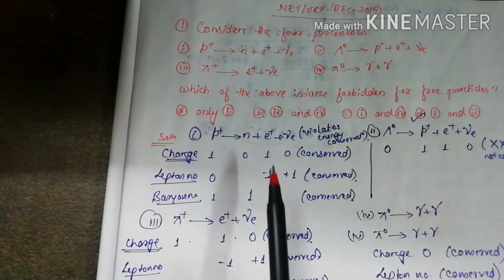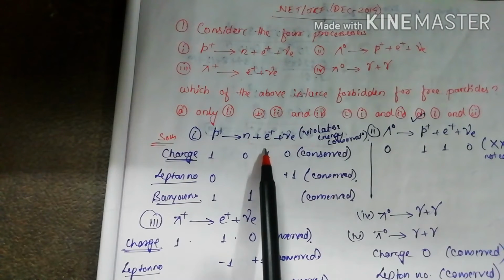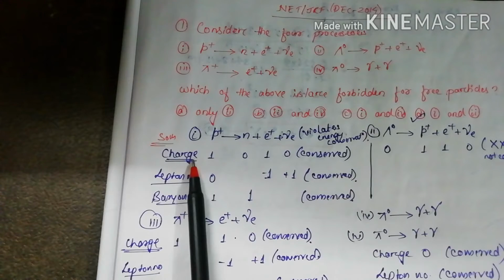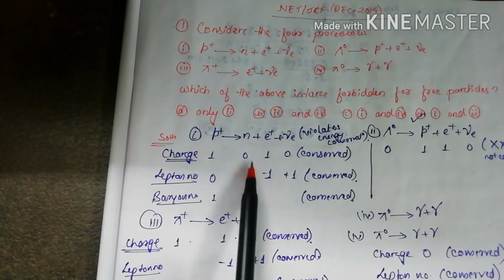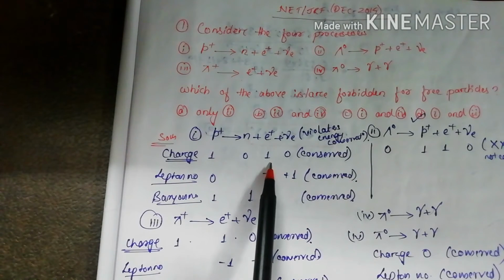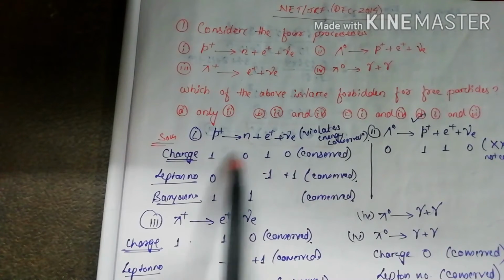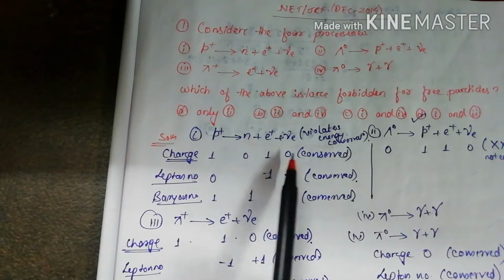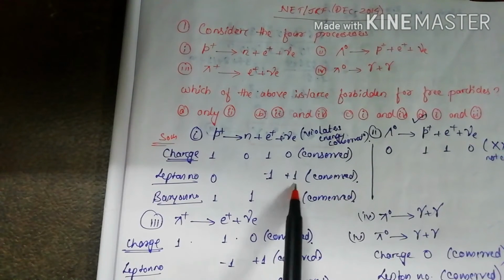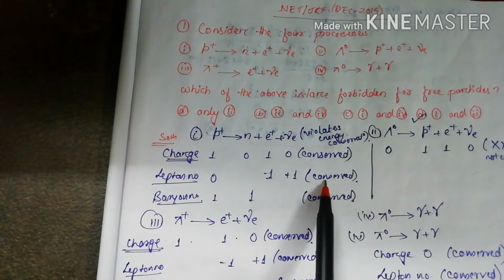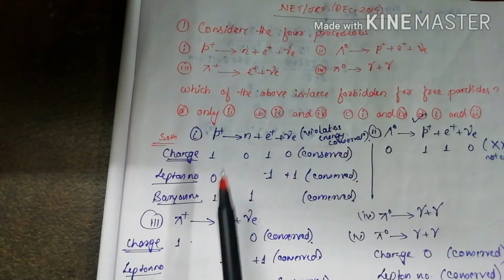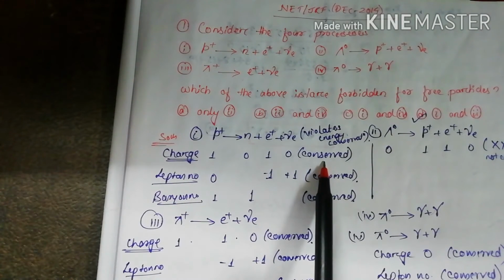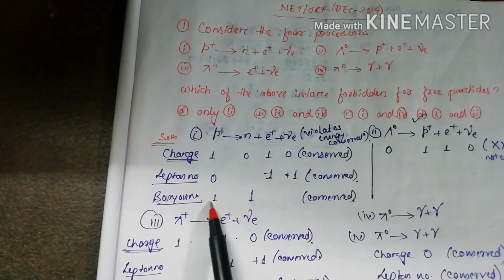For this, first of all, we will see the conservation. If you see the first equation, the charge is 1, for the neutron it is 0, here also 1, here it is 0. So the charge is conserved. If you see the lepton number, it's 0 this side, and here this is minus 1, this is plus 1, so this is also conserved. And the baryon number is 1 on this side and also 1 on that side, so it is also conserved. So here you can see charge, lepton number, and baryon number are all conserved.